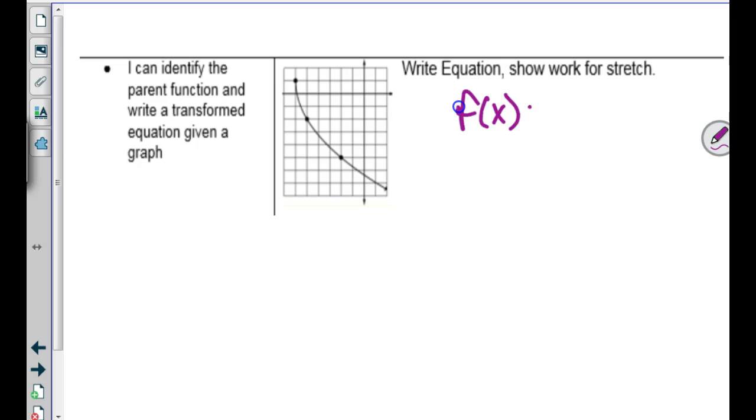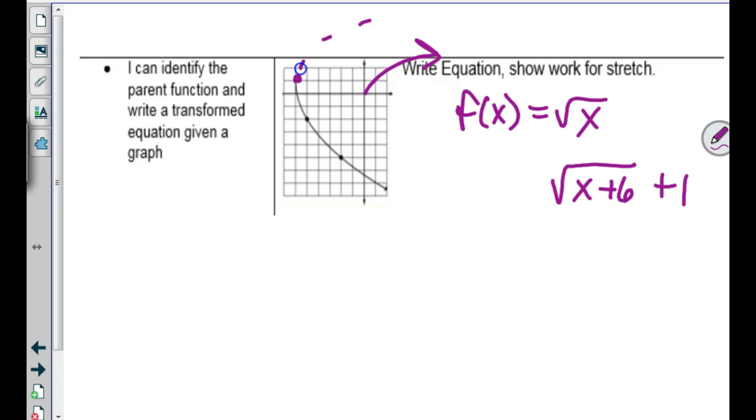F of x equals square root of x, okay? That's the parent. Everybody would recognize that as a square root function. Okay, how do we start the process? Yeah, you talk about the shifts horizontally and vertically. So it used to be at 0, 0. It's over here at what? -6, 1. So it went 6 to the left, which would be plus, and up 1.